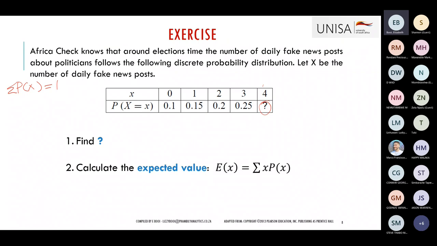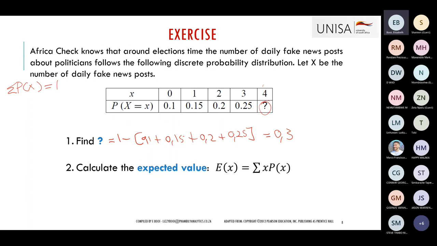How can we calculate it? Anyone? 1 minus all the other values. 1 minus the sum of all the other values. So the question mark is 1 minus the sum of all the values: 0.1 plus 0.15 plus 0.2 plus 0.25. And what is the value for 4? 0.3. Okay, so we know that this is 0.3.